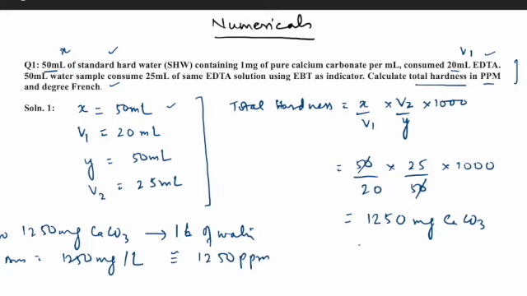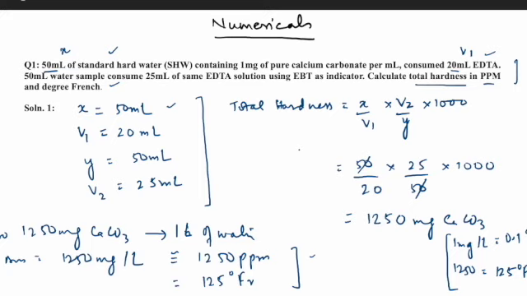What about degree French? If you recap the data, 1 milligram per liter is equal to 0.1 degree French. So 1250 milligrams per liter will be equal to 1250 times 0.1, that makes it 125 degree French. So my answer in degree French will be 125 degree French. This is the final answer. So by using the formula you can directly do the numericals.